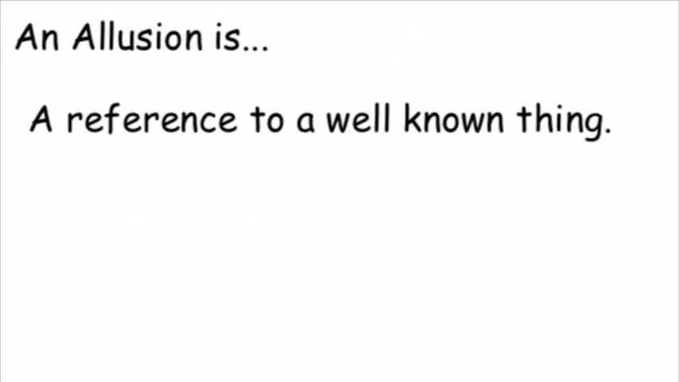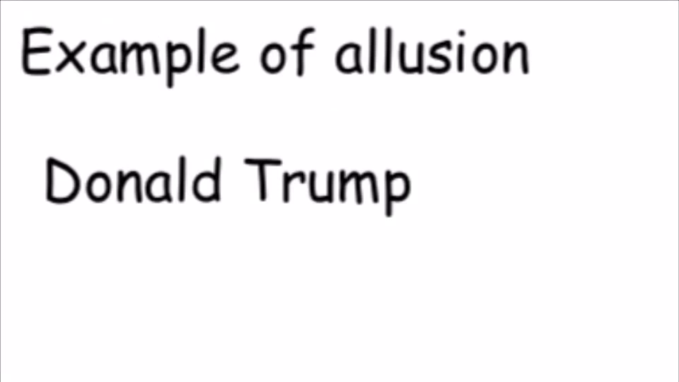Okay, so what an allusion is, basically in a book or a movie, it's a reference to something that's well known or famous. So an example of an allusion is Donald Trump. He's pretty famous, right? He's kind of famous for being stupid and the whole wall thing. That was pretty dumb.